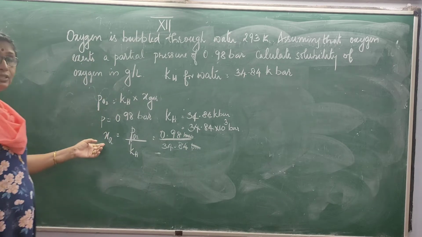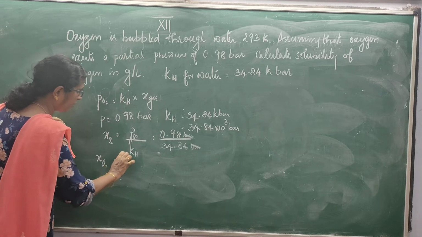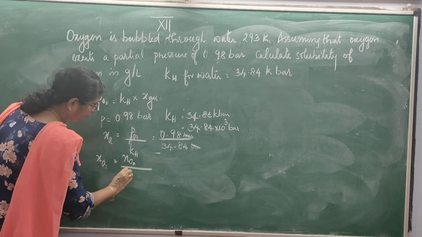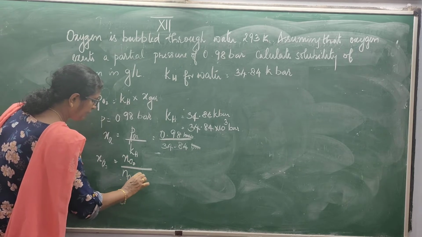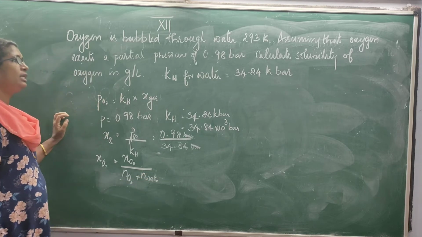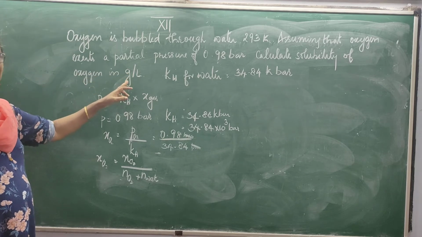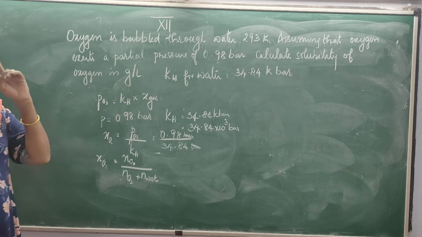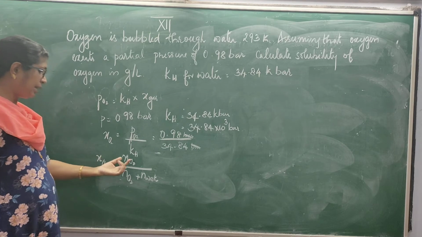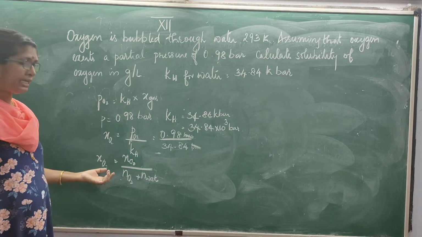Now what is this x of oxygen? Mole fraction of oxygen. X of oxygen is equal to number of moles of oxygen by number of moles of oxygen plus number of moles of water, because oxygen is dissolved in water, and you will have to find out the weight of solubility of oxygen in gram per liter. That means we have taken 1 liter of water. So you will have to find out the number of moles of oxygen dissolved. Then only you can find out weight per liter, isn't it?